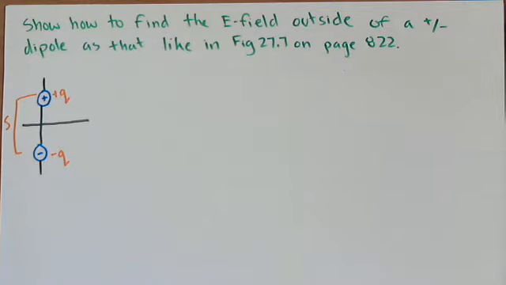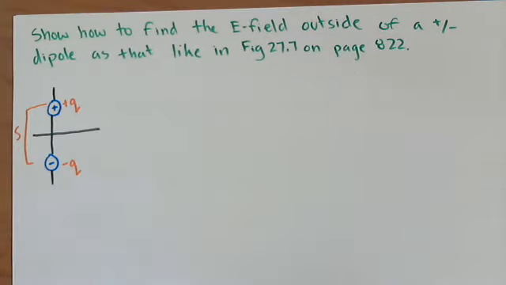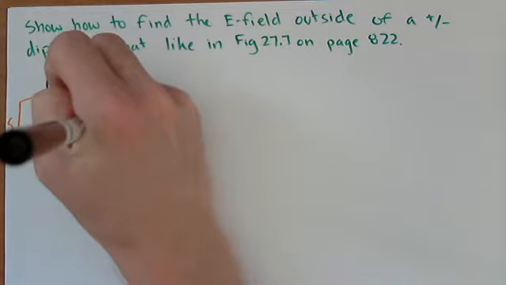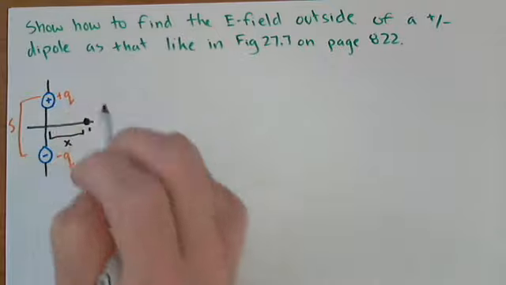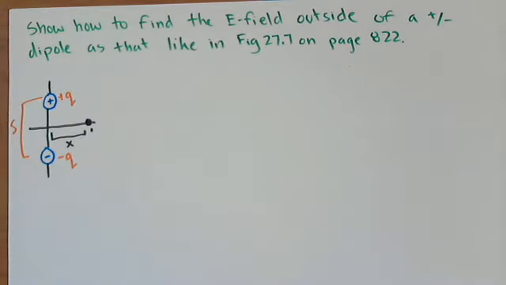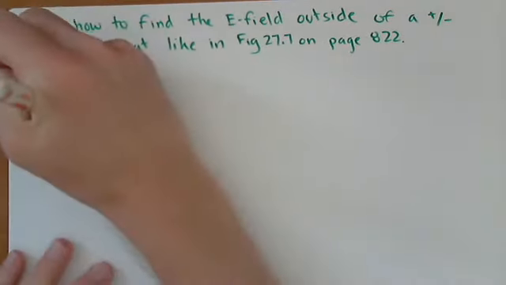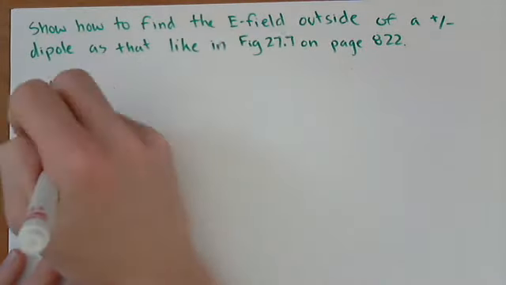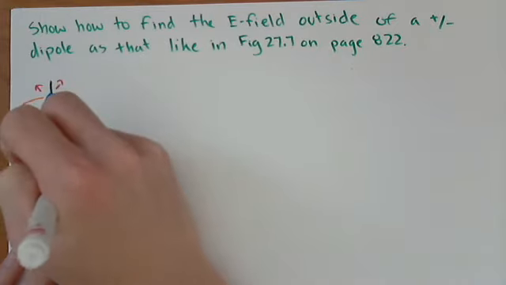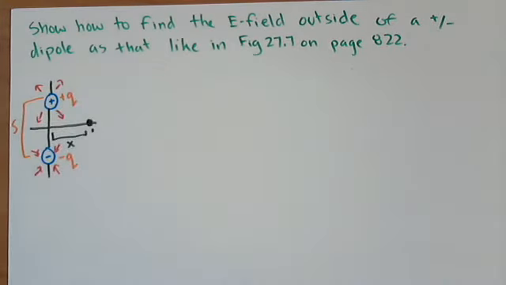We're going to try to find the E field at point 1, which we'll put right here, which is a distance x from the origin. Now we have to remember that the E field is facing outwards of a positive charge and inwards of a negative charge. So we're going to move on to find the E field at the point.